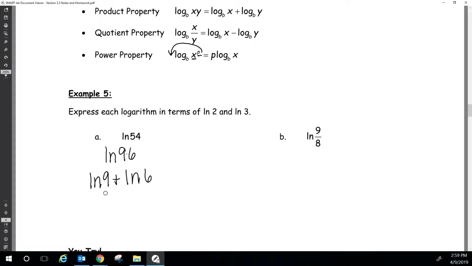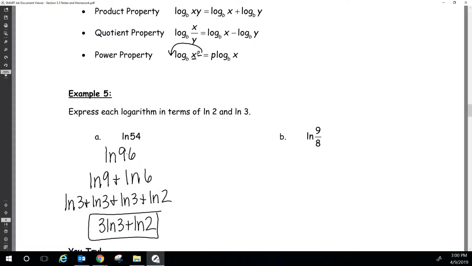All right, likewise, 9 is 3 times 3. So this is the natural log of 3 plus the natural log of 3. And 6 is 3 times 2. So this is natural log of 3 plus the natural log of 2. And that would be expressed in terms of natural log of 2 and 3, except that I would like to make it a little bit nicer. I've got 1, 2, 3 natural log of 3, so if I add those together, that's 3 natural log 3 plus natural log 2.